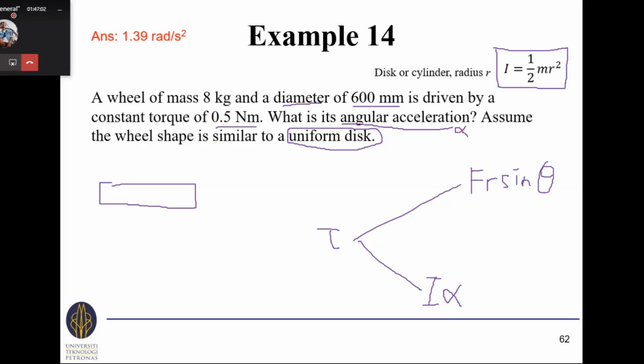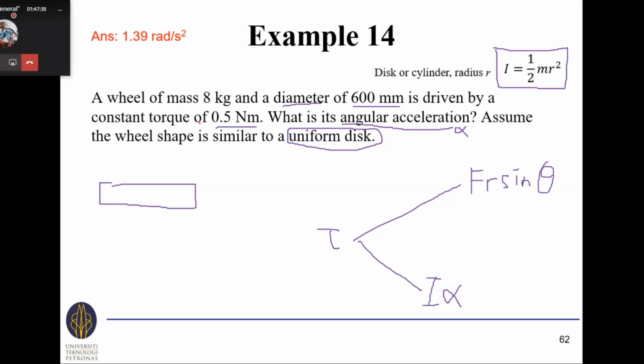What is its angular acceleration? Assume that the wheel shape is similar to a uniform disc. So in this case, the question already gives you that the case is similar to the disc. That's why the moment of inertia here refers to half mr square. And since I told you just now that torque has two equations, whether you need to use F r sine theta or I alpha basically depends on the information given.